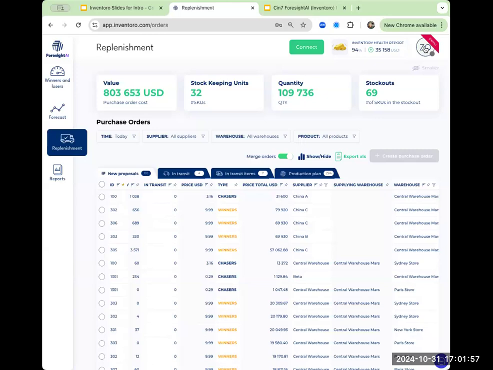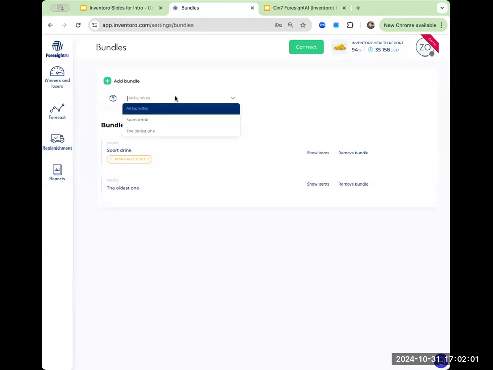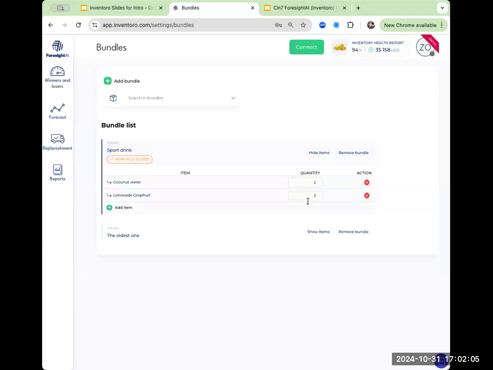But if we click into, also top right-hand corner, bundles is going to be what you can see is included in a production job. So we can see that in a sports drink, we have 2 coconut water and 1 lemonade grapefruit. And this is where you can also edit them. Although again, I would say Sin 7 should be your single source of truth as far as what that looks like.